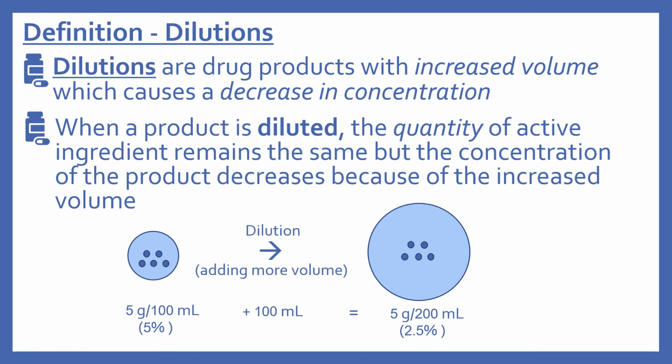So I have an illustration here. You can see the small circle with the 5 dark blue circles inside it. We'll say that's 5 grams per 100 milliliters is its concentration, which is 5%. So dilution, which is adding more volume, we'll say we add 100 milliliters to this. That's going to give us a concentration now of 5 grams per 200 milliliters, which would be 2.5%. So you can see our drug amount, the active ingredient, actually remains the same. In both cases it's 5 grams, but the amount of volume is what has increased. So that's what dilutions are about.